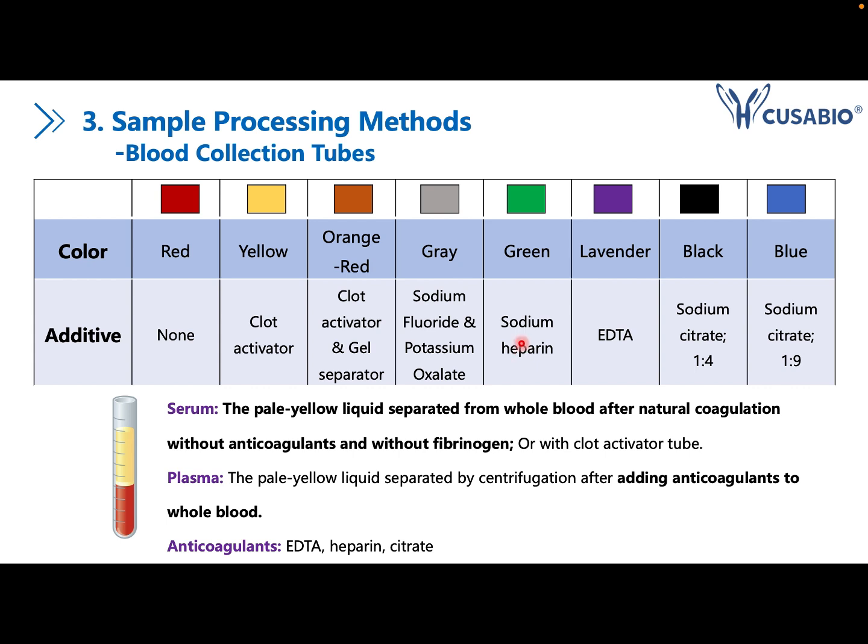This is because that for the serum and the plasma samples, the collection steps or collection methods are different. For the serum samples, the pale yellow liquid, they are separated from the whole blood after natural coagulation without the anticoagulant. But for the plasma, we need to add the anticoagulant to the whole blood and then collect the sample. For the anticoagulant, we have 3 common anticoagulants, the EDTA, heparin, and citrate.